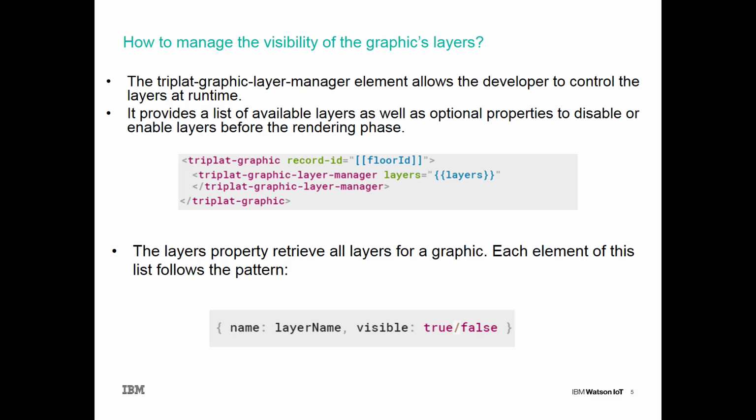Using the layer manager, the developer can create an application where the user can select the layers to be visible or hidden. The Triplet Graphic Layer Manager provides a list of available layers. As well, it provides some properties to disable and enable the layers before the rendering phase. The layers property retrieves a list of the layers, and each element of that list has the following structure. It has a name and a visible attribute indicating if that layer is visible or not.